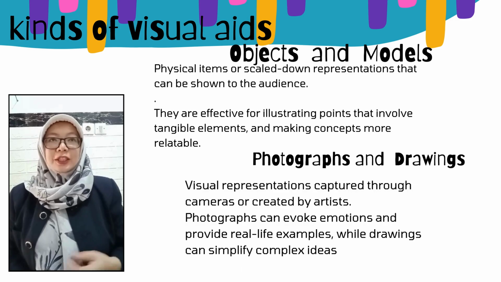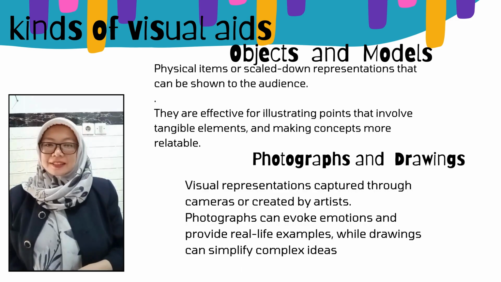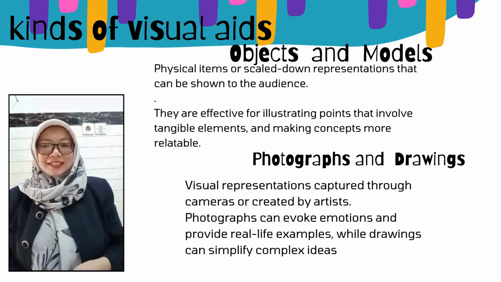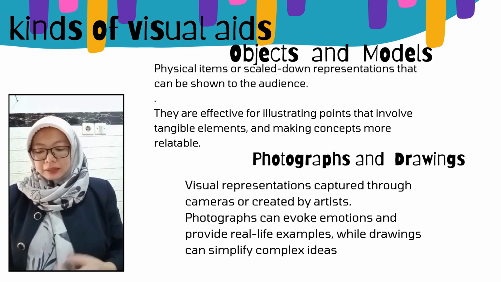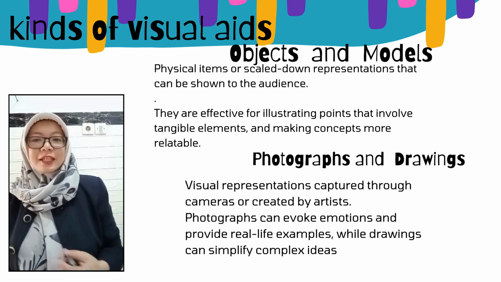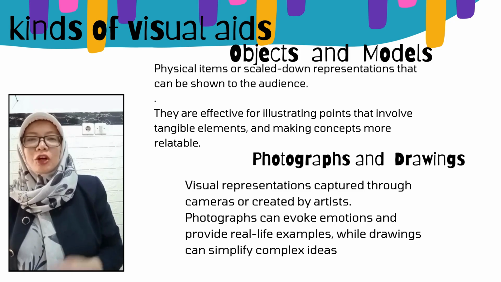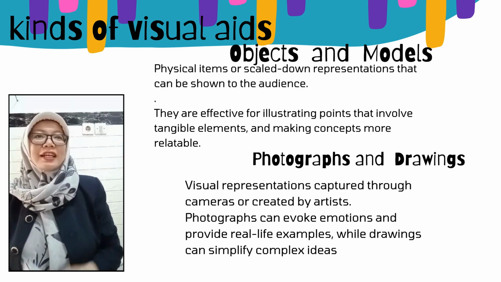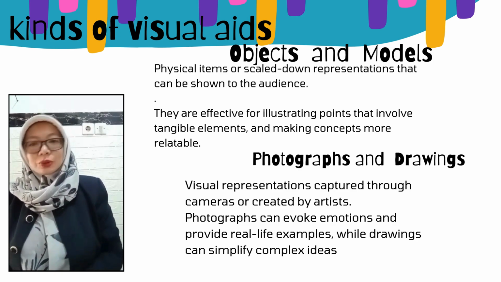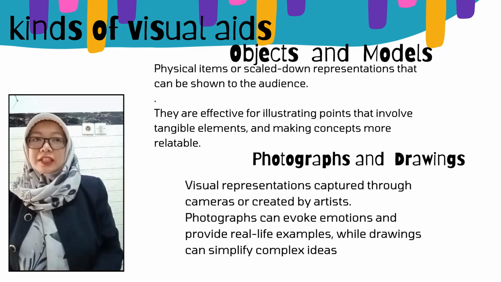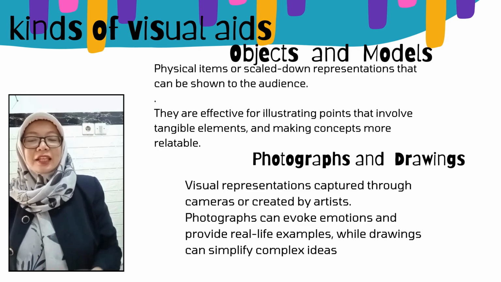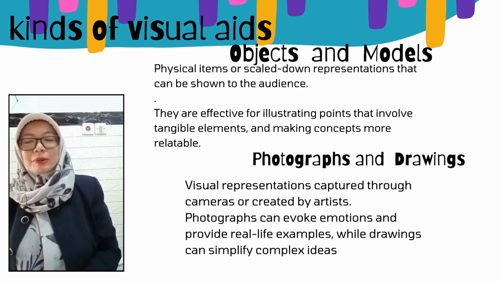What are included in visual aids? There are many visual aids. Among others are objects and models. Objects and models are physical items or scaled-down representation that can be shown to the audience. They are effective for illustrating points that involve tangible elements and making concepts more relatable.